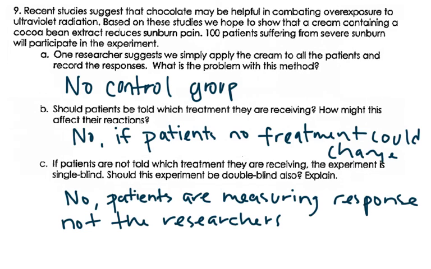All right, so here's what I came up with. A, I said no control group. That's the problem. B, no, they shouldn't be told because if patients know which one they're in, then the treatment effect could change, and that would be some bias. And C, I don't think there should be a double blind because the patients are measuring the response, not the researchers, so there's no need for that.